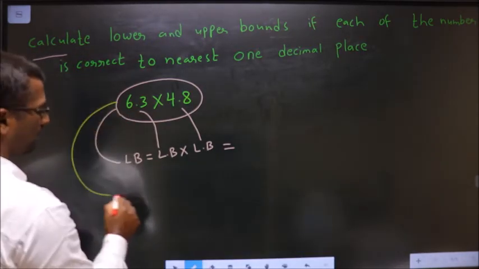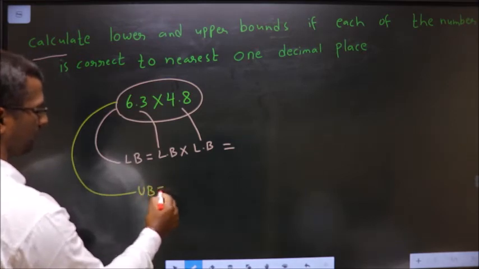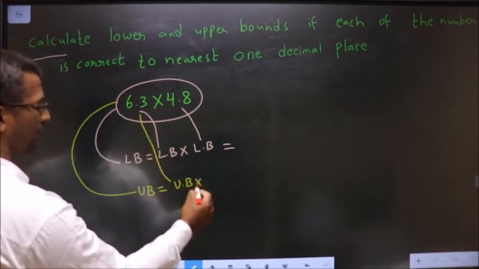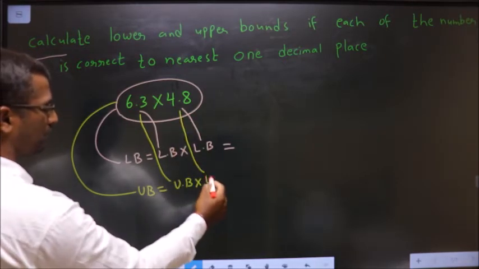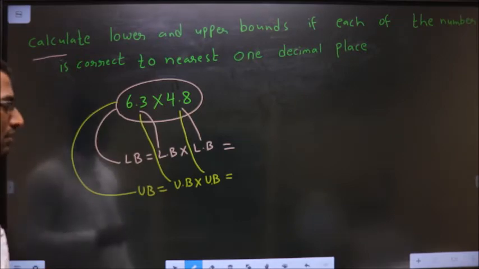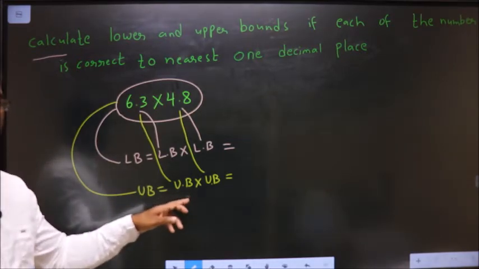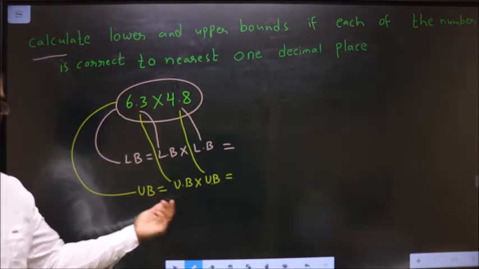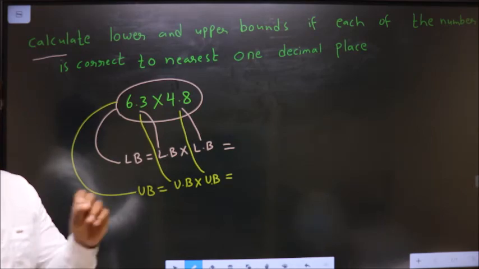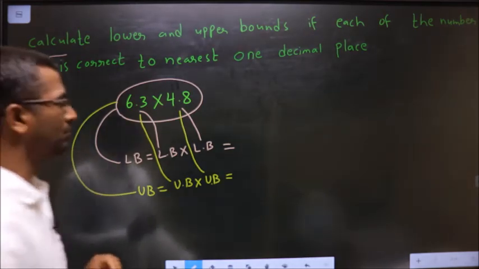to get the upper bound, take the upper bound for 6.3 and also the upper bound for 4.8. The result will be the upper bound. In multiplication you should take both upper bounds, the result will be the upper bound. Okay. Now let us find out the lower and upper bound for each of the numbers.